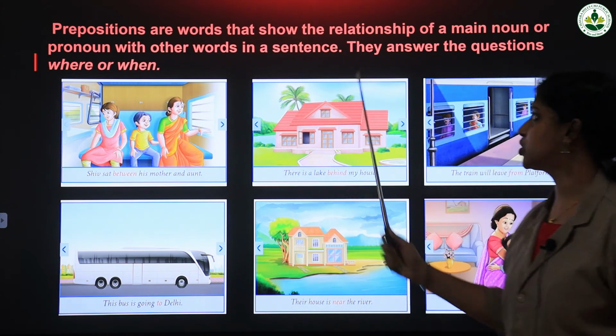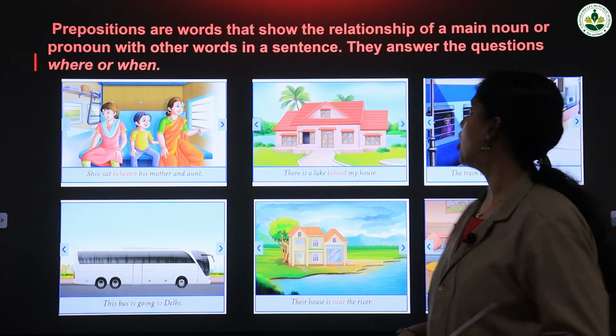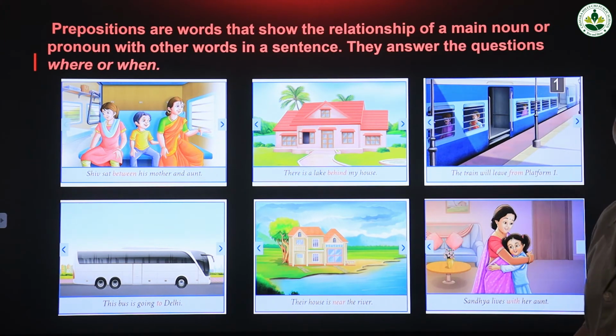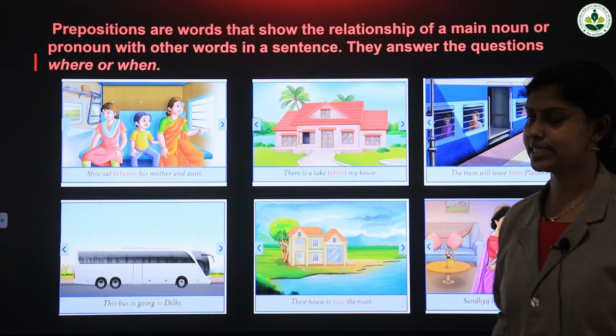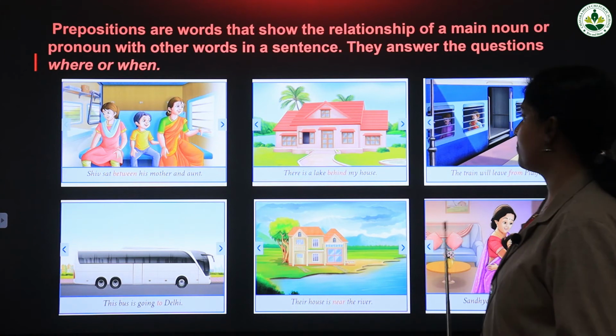Prepositions are words that show the relationship of a main noun or pronoun with other words in a sentence. Okay, here you can see some pictures.